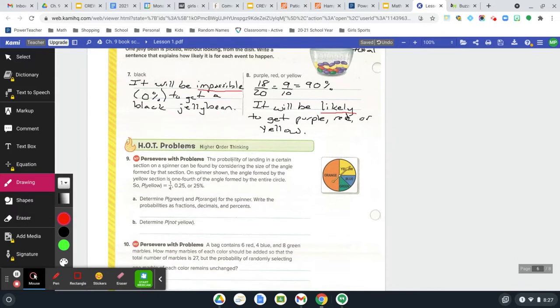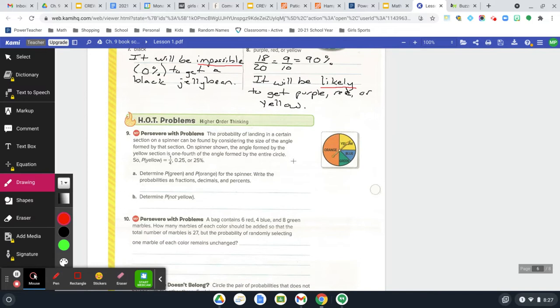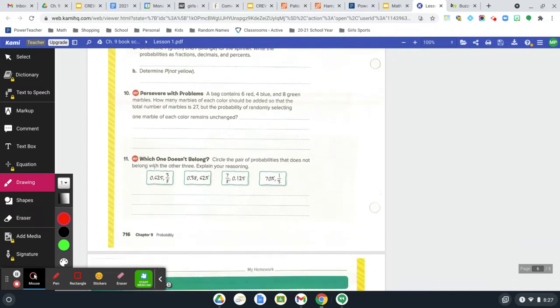Okay, so let's talk about a complement again. So we're going to keep going here, and we're going to go to the bottom of the same page, so 716, number 11. And so here, what you're going to see is some cards, and it says circle the pair of probabilities that does not belong with the other 3 and explain your reasoning. So on these 4 cards, you see either a decimal and a fraction, a decimal and a percent, a fraction and a decimal, a percent and a fraction. And so you have to figure out what's going on with each of these cards.